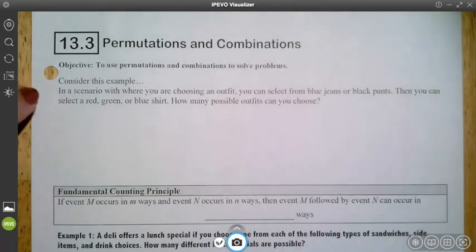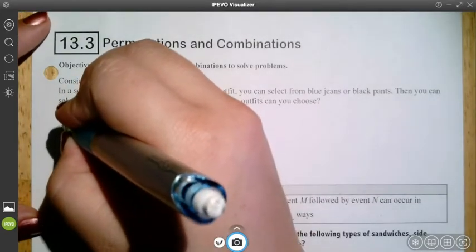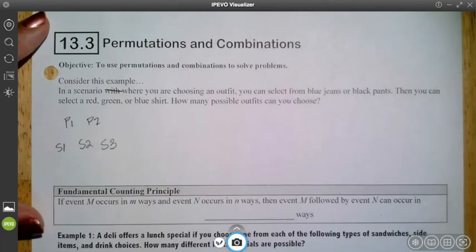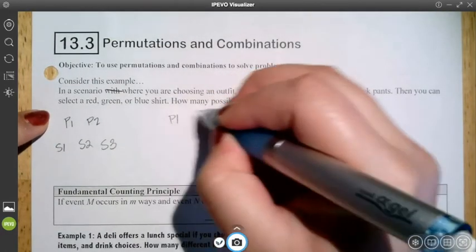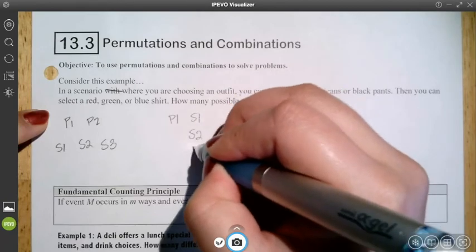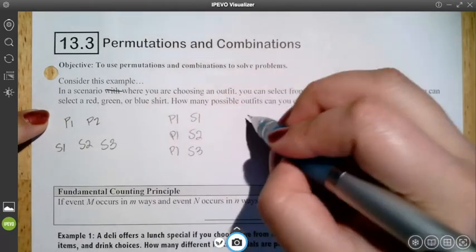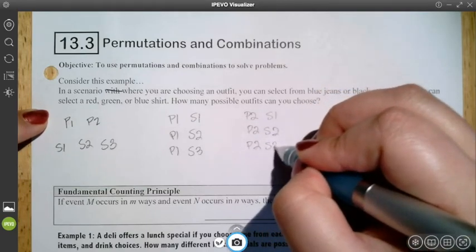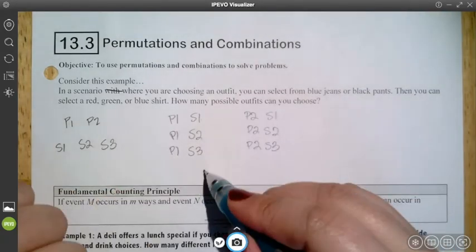So consider, in a scenario where you're choosing an outfit, you can select from blue jeans or black pants, and you can select a red, a green, or a blue shirt. How many possible outfits can you choose? So you've got 2 pairs of pants and you've got 3 shirts, right? So you've got pants 1, pants 2, shirt 1, shirt 2, and shirt 3. So how many outfits can you make? Well, you can pair pants 1 with shirt 1, with shirt 2, or with shirt 3. And then you can wear the second pair of pants with any of the shirts as well. And so we have 1, 2, 3, 4, 5, 6 outfits.